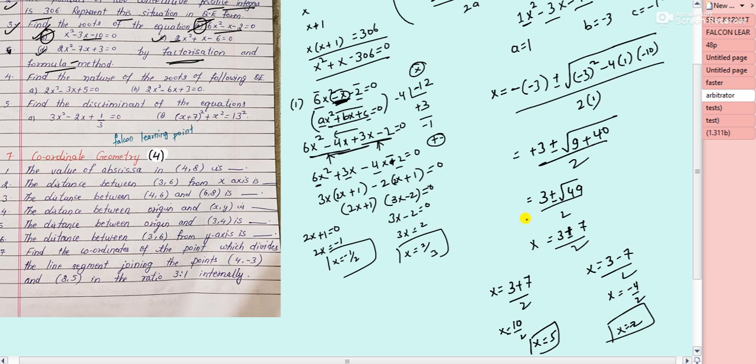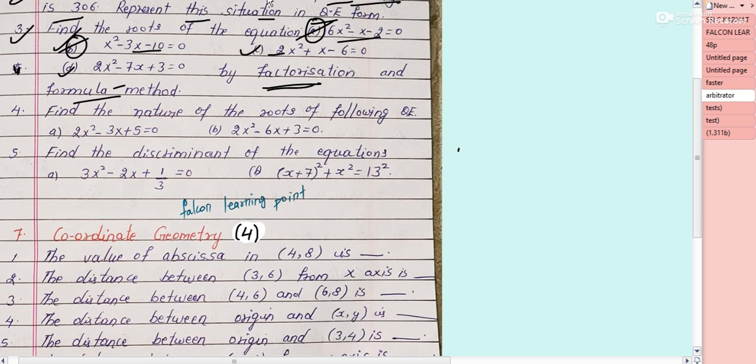Moving to the next type of problem. In the next type, you have another type of 2-mark question, that is find the nature of roots, or they may also ask find the discriminant. Both of them are the same. Using discriminant you can find the nature of roots. I will show you how. Find the nature of roots.